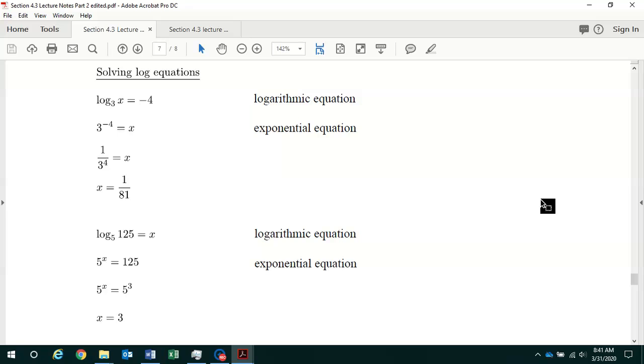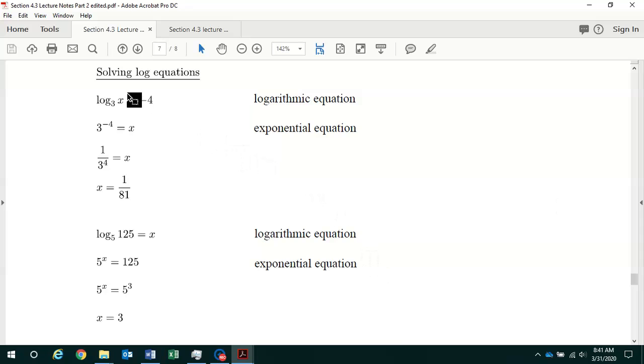Class, in this video we continue our discussion of section 4.3 in your textbook on logarithmic functions. We're going to be starting on page 7 of part 2 of your lecture note handout. So on page 7 here we're going to be solving some logarithmic equations for an unknown variable x.